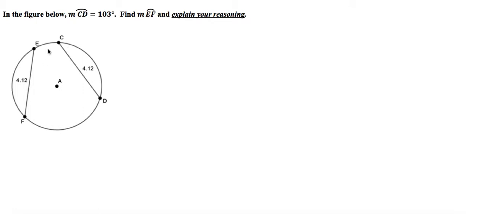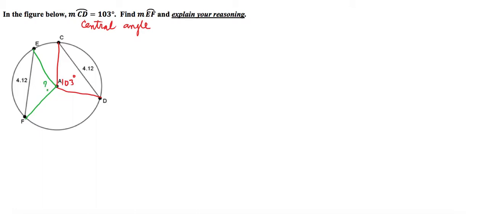Well, let's look at some things here. First, when we say the measure of an arc, it is the same thing as the measure of the central angle. So the measure of CD being 103, that's like saying that this angle here must be 103 degrees. And then we're told to find the measure of EF. So that's like asking, what is the measure of this angle right here?